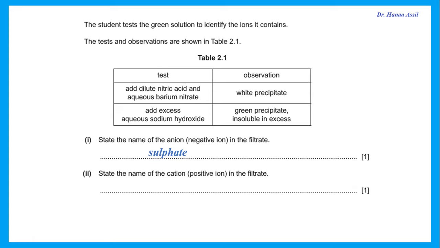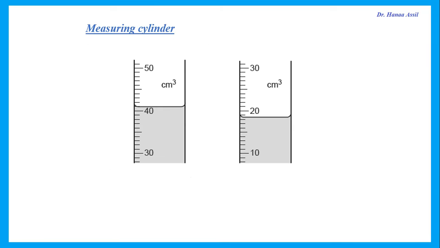Now, the other test that he had was excess sodium hydroxide, and he got a green precipitate insoluble in excess. This is a test for what? Which one gives a green precipitate with sodium hydroxide? Iron 2, and you have to specify 2, because if it's iron 3, it would give a reddish brown precipitate. So you have to identify that this is iron 2.